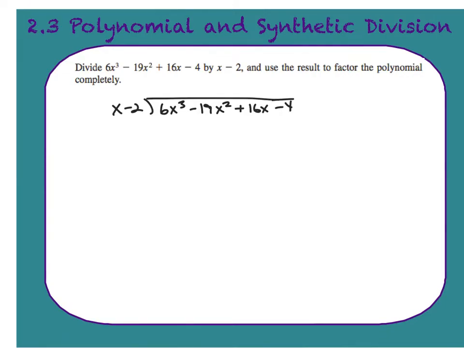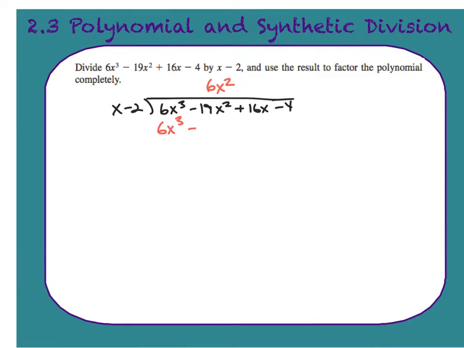So, how many times does x go into 6x cubed? 6x cubed divided by x is how much? 6x squared. So I put it over the squared category. So now I have 6x squared. And so now I multiply 6x squared with x minus 2. So now I have 6x cubed.